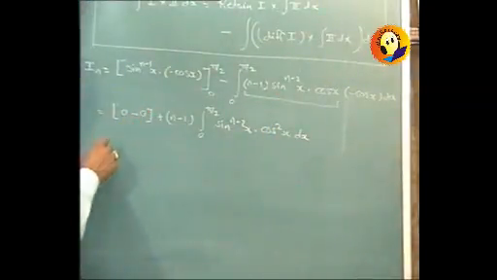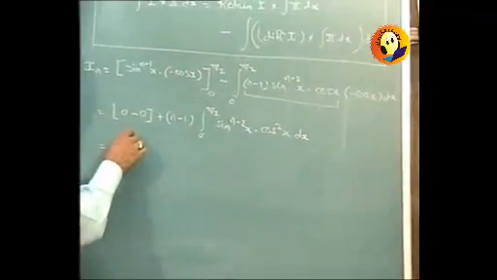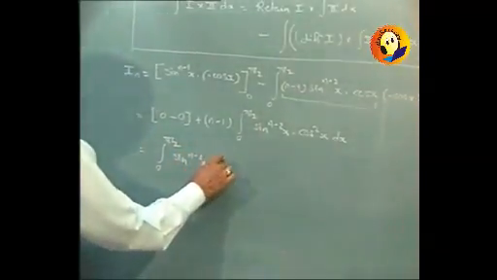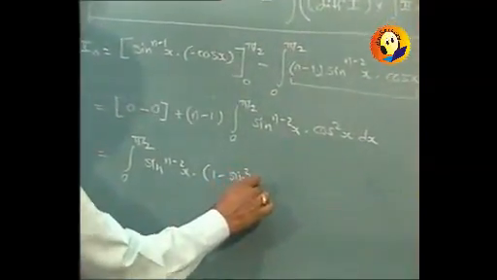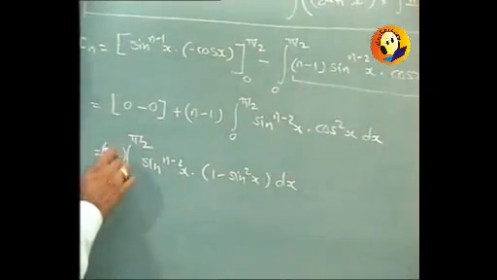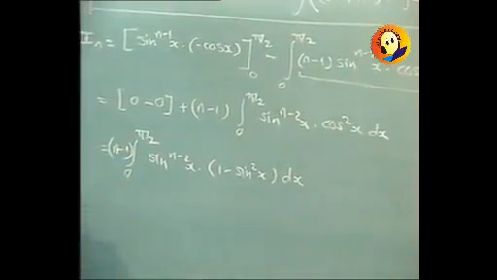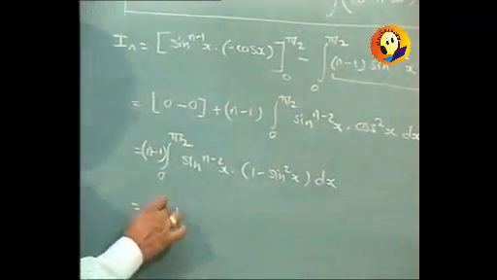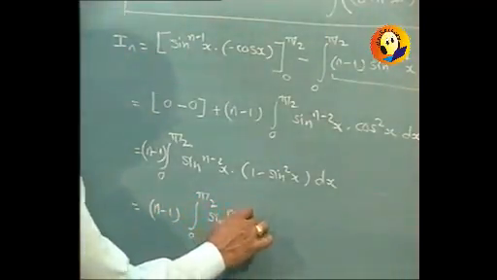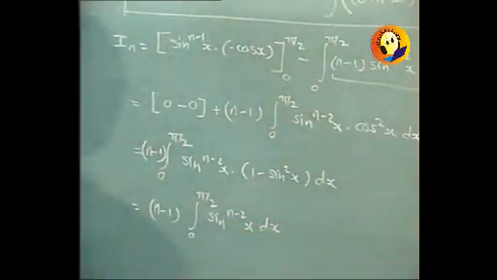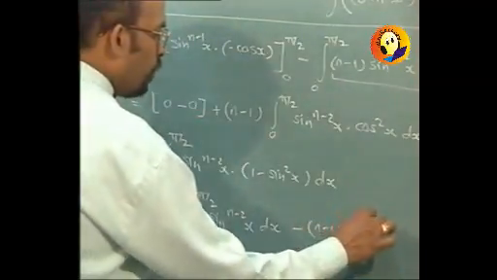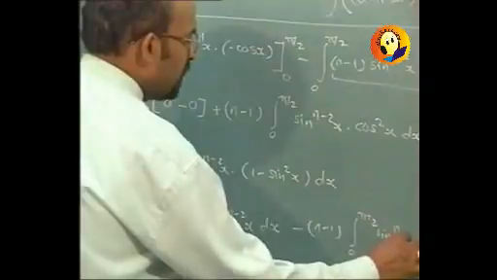This cos square x can be further written as 1 minus sin square x, so it will be integral 0 to pi by 2 sin raised to n minus 2 x into 1 minus sin square x dx. Of course, n minus 1 constant is outside. We can split the integral, so it will be n minus 1 integral 0 to pi by 2 sin raised to n minus 2 x dx, first term, minus n minus 1 integral 0 to pi by 2 sin raised to n x dx.